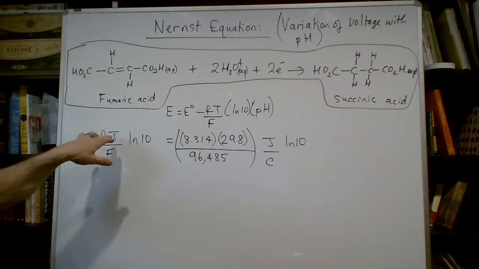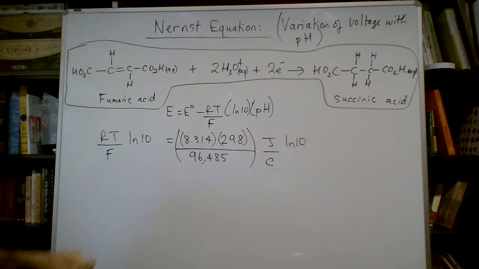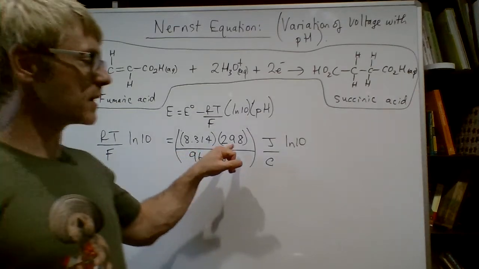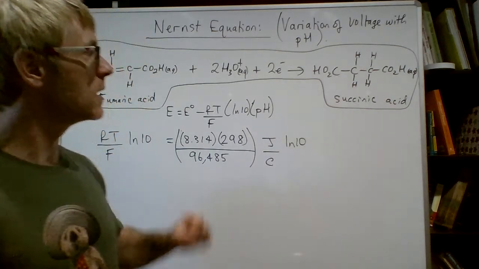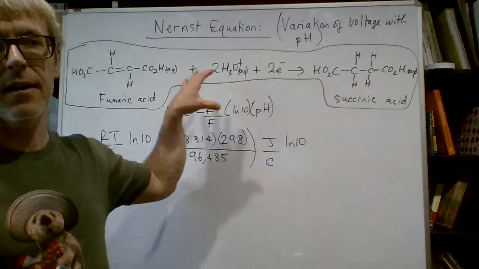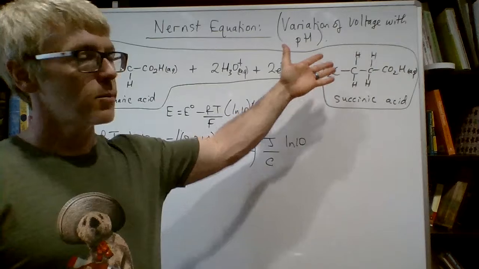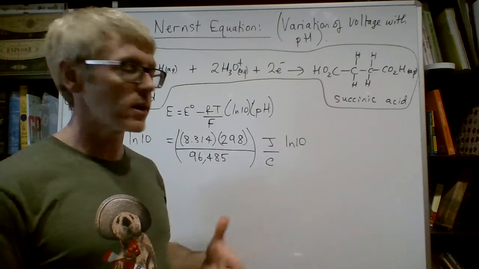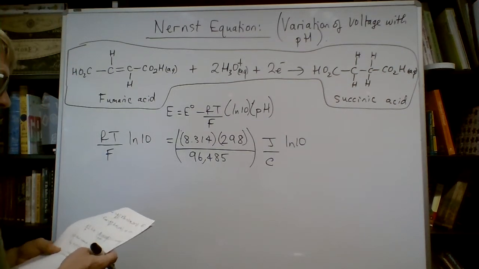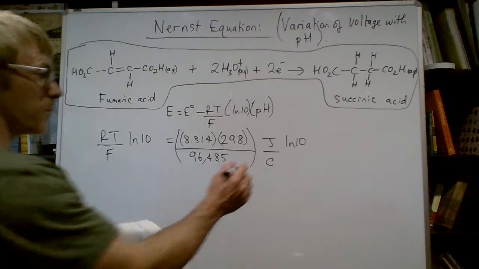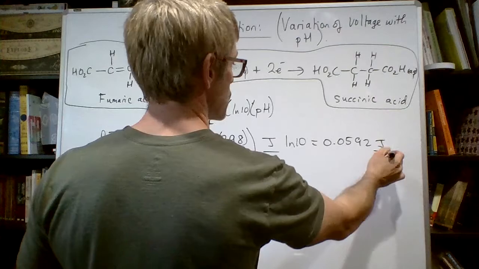Okay, so if we just plug in the numerical values of R, T, we're assuming 25 degrees Celsius, and F. Typically, unless stated otherwise in general chemistry, you can always reasonably assume 25 degrees Celsius. Obviously, if this were an in vivo or in vitro type of experiment, you would probably assume 37 degrees, but in the regular general chemistry environment, let's assume 25. Then if we multiply this through, this will give you 0.0592 joule per coulomb.